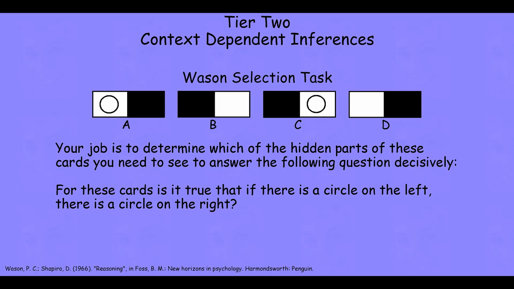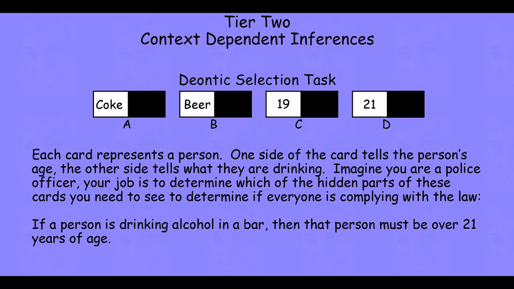So this is a very difficult task for us. Let's now consider an alternative formulation of that same kind of selection task, what's called a deontic selection task. Just as before, we have 4 cards. Just as before, the shaded side hides what's on that side of the card. The other side reveals what's on that side. And we're given the following set of instructions.